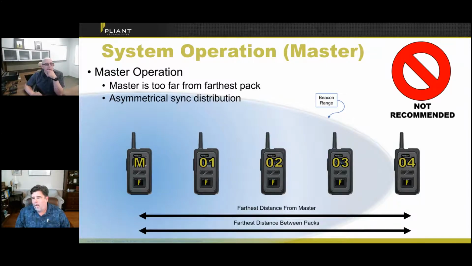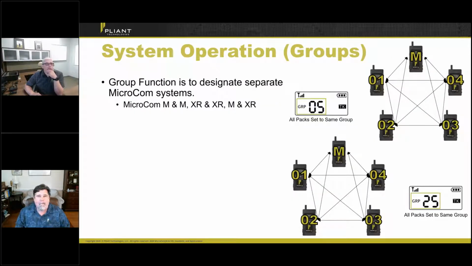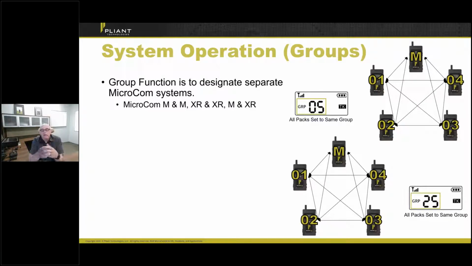Okay, we are going to continue on to talk a little bit about groups. The way the system is also set up, and this is also the case for M and XR, is we do have what's called a group function. So within the system itself, you can have multiple systems. As we're going to show here, 2 separate systems. It could be 2 MicroCom M systems, it could be 2 XR systems, or an M and an XR. You do have to coordinate those hopping patterns. So that's pretty much what we're doing here with this group function.